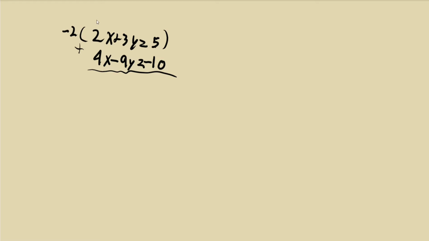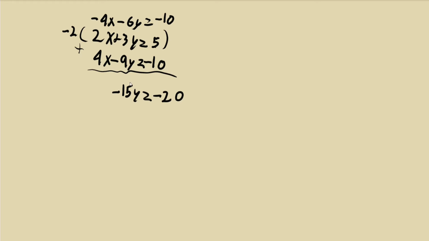So now this is going to equal negative 4x minus 6y, because remember, we're multiplying negative 2 to everything in this equation, so it is equal to negative 10. So now this cancels out with this one, so we don't get anything. And then negative 6y minus 9y is going to equal negative 15y. Negative 15y is equal to negative 20.